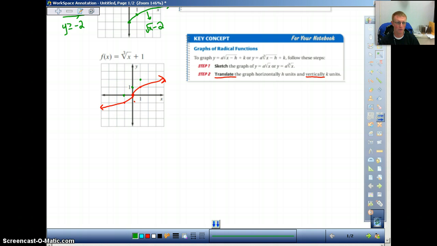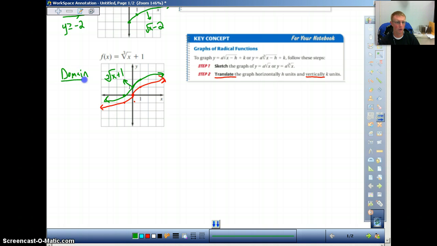And again, your curve does not have to be perfect. It's a general shape of the graph, and it looks pretty much the same as what we did below. Okay, and again, this top one, that is our third root of x plus 1.